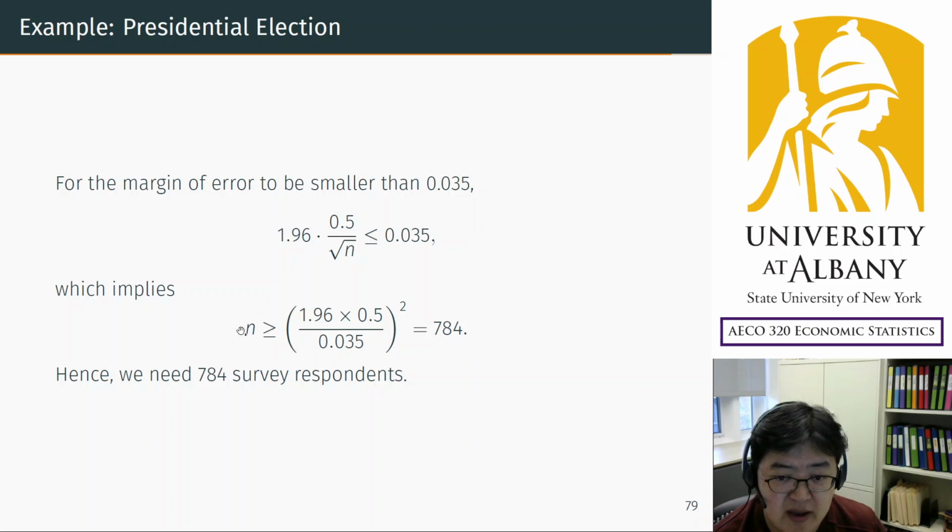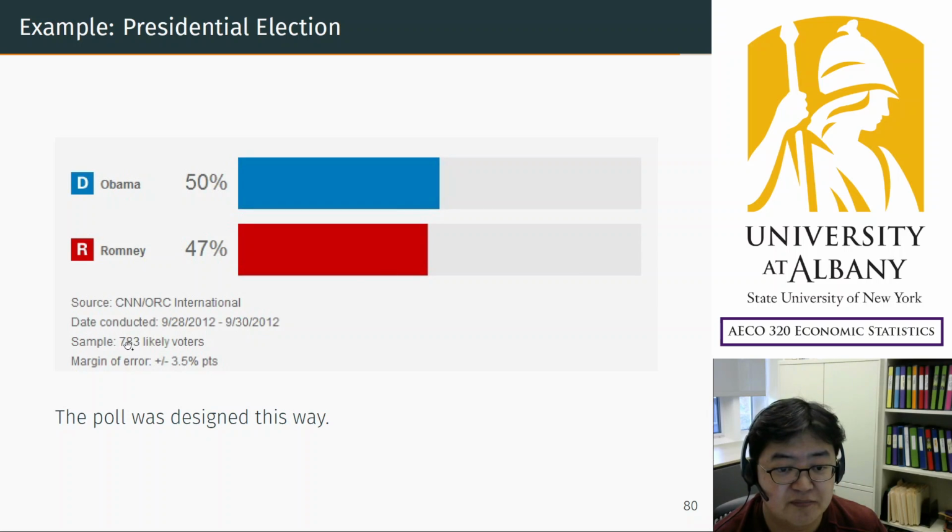You rewrite them and you get 784 in the end. So you need 784 samples to achieve this accuracy. And then have a look.